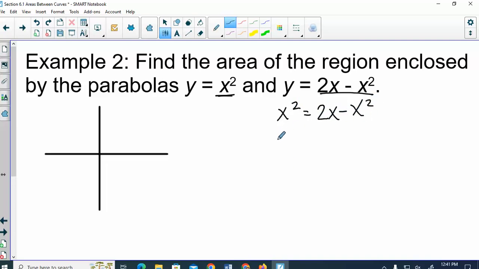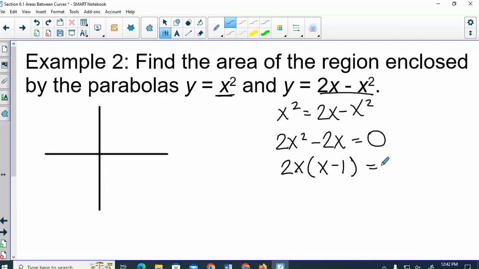Okay, quadratic, so you put everything on one side. What can you do at this point? Set each to 0, so we get x equals 0 and x equals 1. So I might give you x values to go between, or you might have to find their intersection points and use those. So we're going to start at 0. We will end at 1.